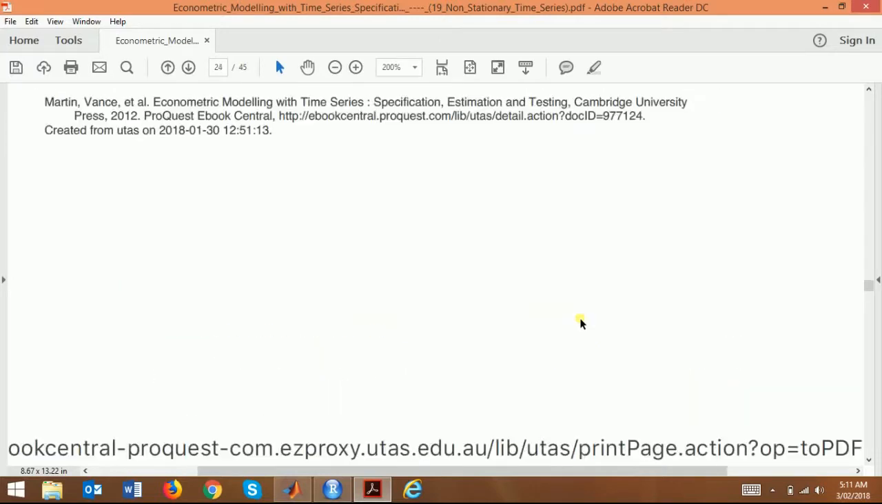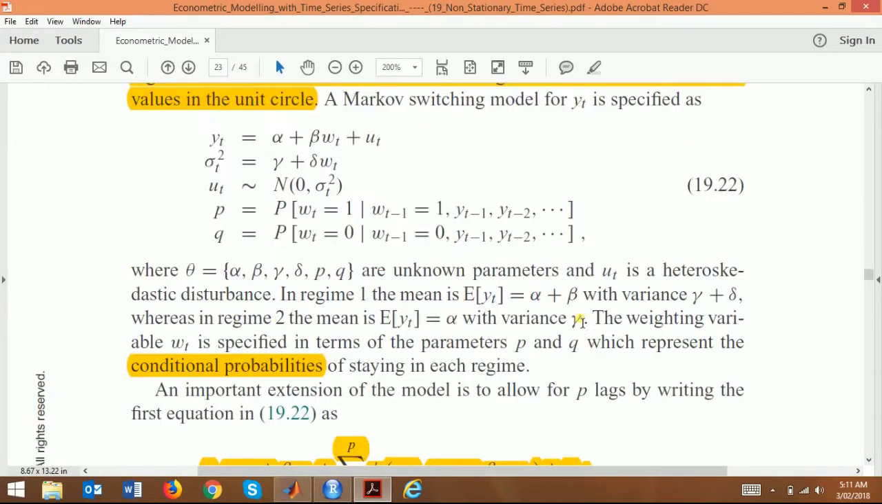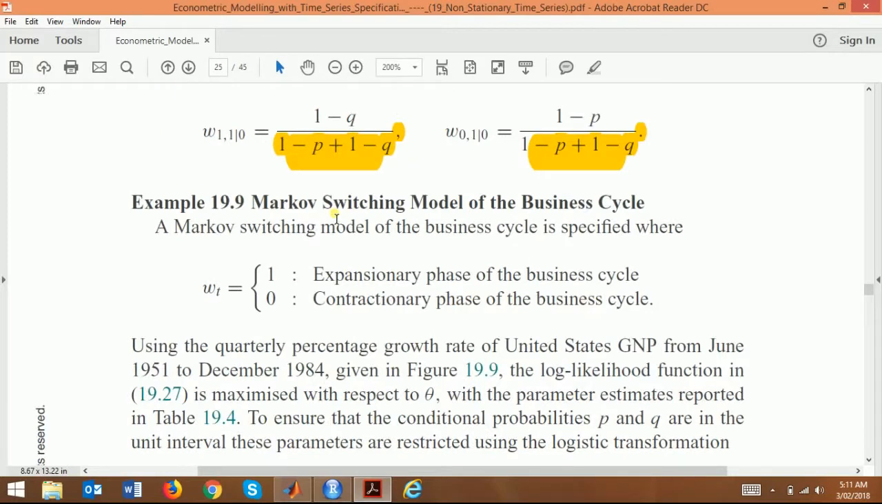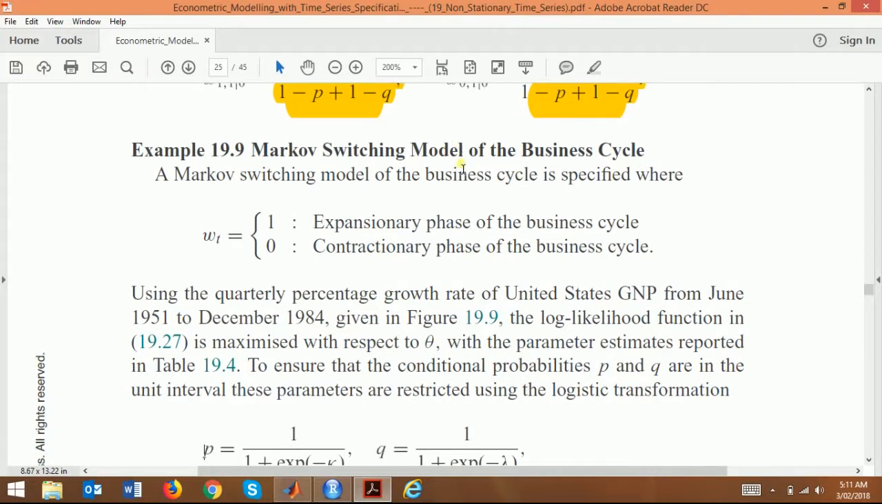Let's go back to the first equation just one more time. Omega naught is 1 minus q and omega 1 is 1 minus p. Beautiful. Whatever is associated with whom. So just check if there is anything else. Omega naught is 1 minus p, omega 1 is 1 minus q. Very simple. Now an example, a Markov switch model of the business cycle.